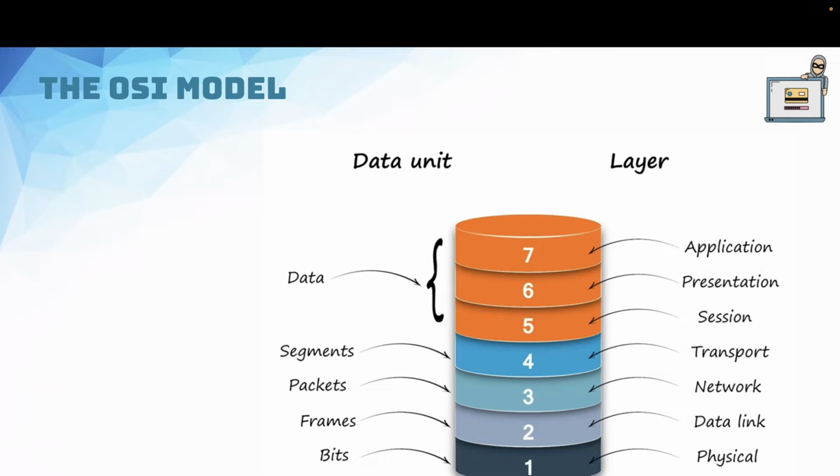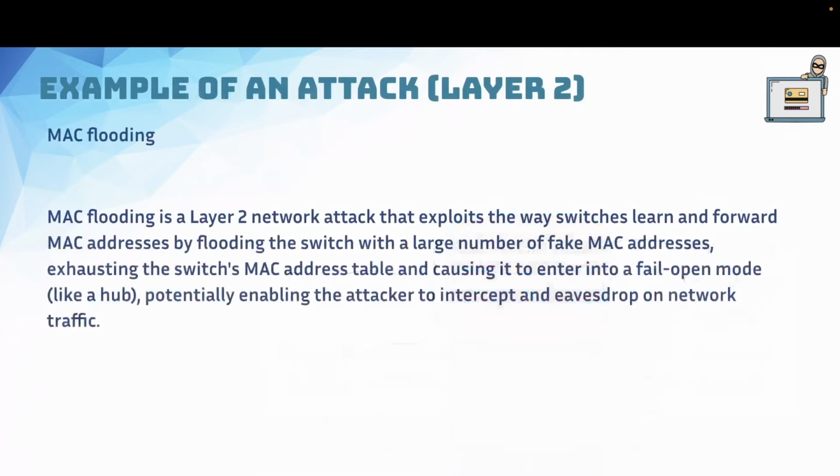When we go three layers above that, I should say, we have layers 5, 6, and 7, which are the session, presentation, and application layers. These layers are data related, so they're no longer related to bits, frames, packets, or segments. These are what we call data.